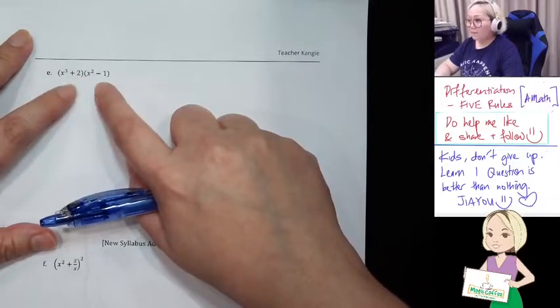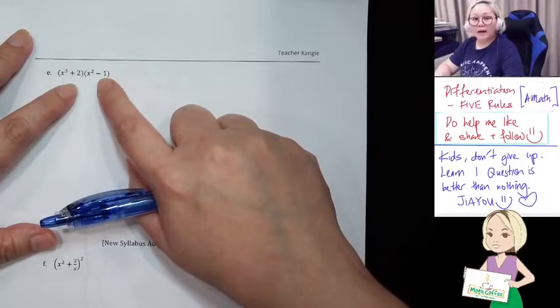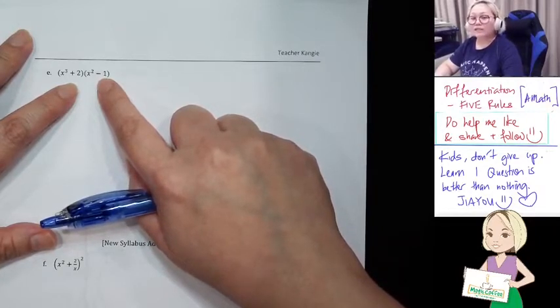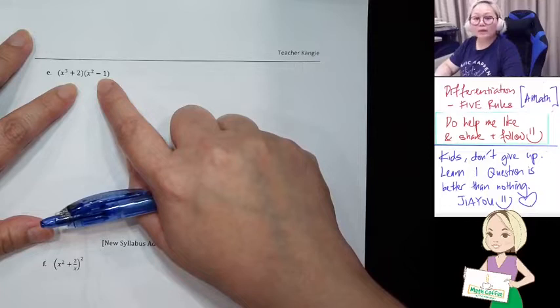But for this case, I will not apply product rule. Why? Because you must always remember that rule 1, rule 2 is the easiest. So we should look at the expression and see whether we can simplify it to just a single expression. If we can, then we can just apply rule 1, rule 2, and no need to apply 3, 4, 5.